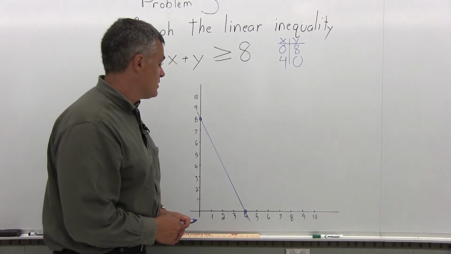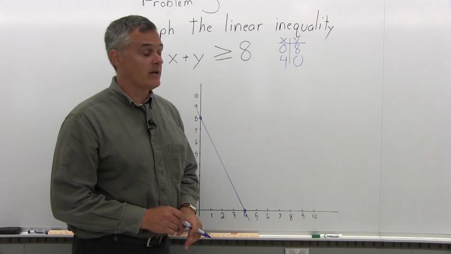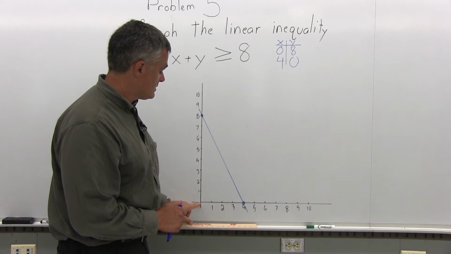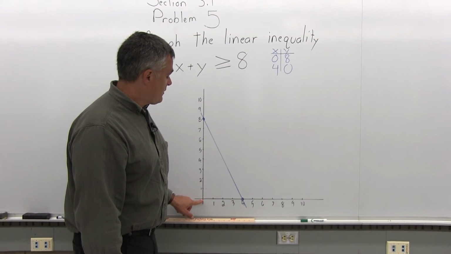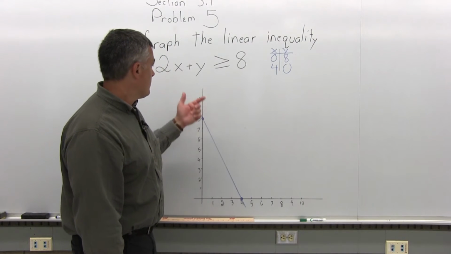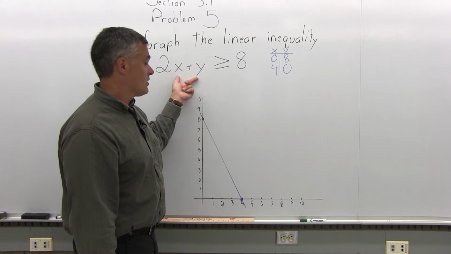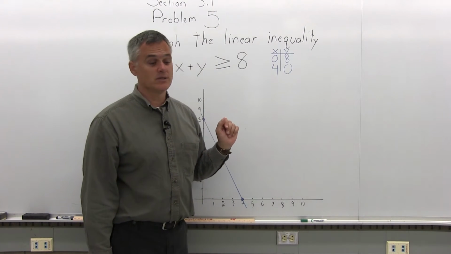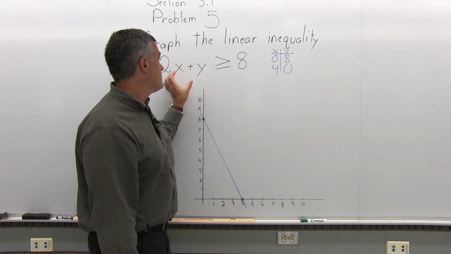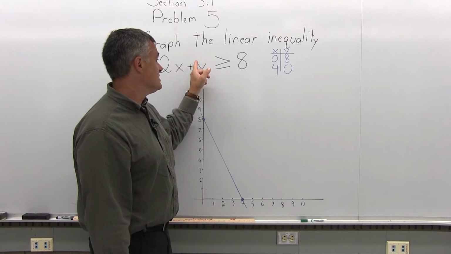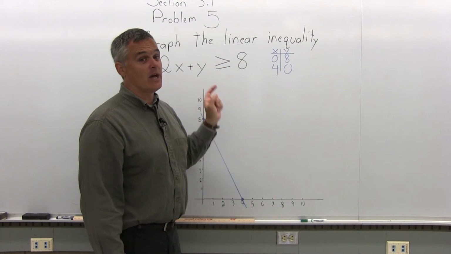To do that, you want to choose a test point that's not on the line. Use 0, 0 if you can. 0, 0 is down here. It's not on the line, so I can use it. Now I put the x-coordinate and y-coordinate of my test point into my linear inequality and see if the result is true or false. If x is 0 and y is 0, the whole left side of my inequality is 0, so I get the statement 0 is greater than or equal to 8.